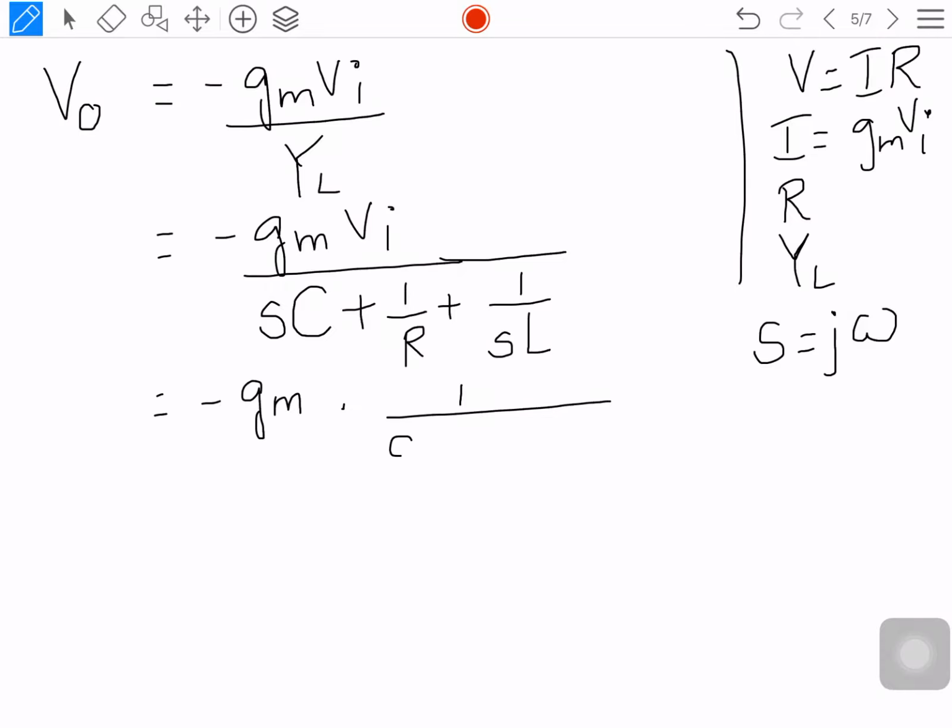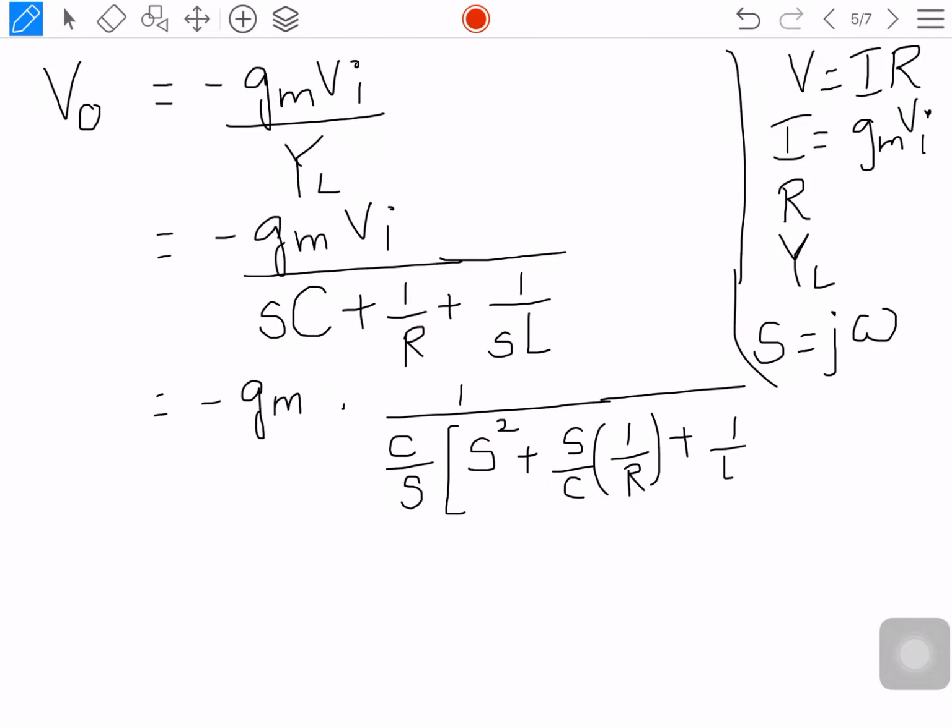From the above equation, I would like to take C by S as a common in the denominator. If I take C by S as a common in the denominator, I will be left over with S square from the first term, S by C into 1 by R from the second term, and 1 by LC from the third term here. And this VI is there. Now I am going to send it to the other side. Now I will be left over with V0 by VI is equal to minus gm into 1 by C by S square plus S by C into 1 by R plus 1 by LC here.